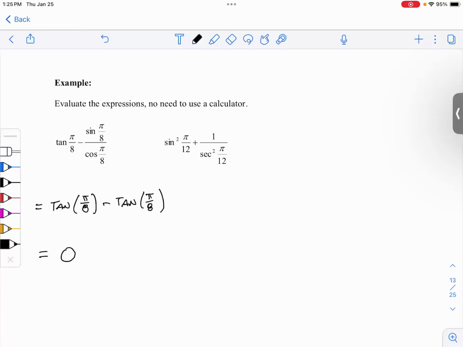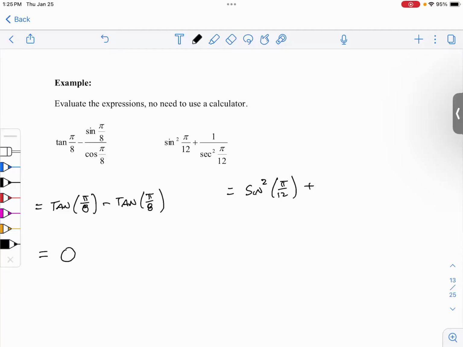So even though this looked crazy complicated, it just results in 0, using those little quotient and reciprocal identities. This carries throughout the rest of the course. I mean, we use these identities all the time. Similarly, I have sine squared of pi over 12. Not much I can do with that. That's sine squared of something.